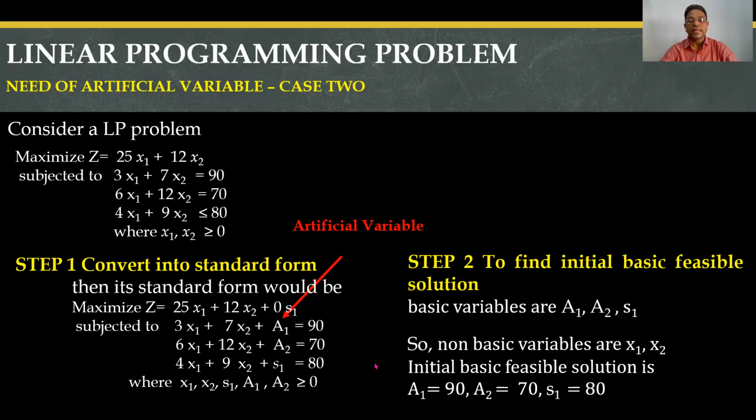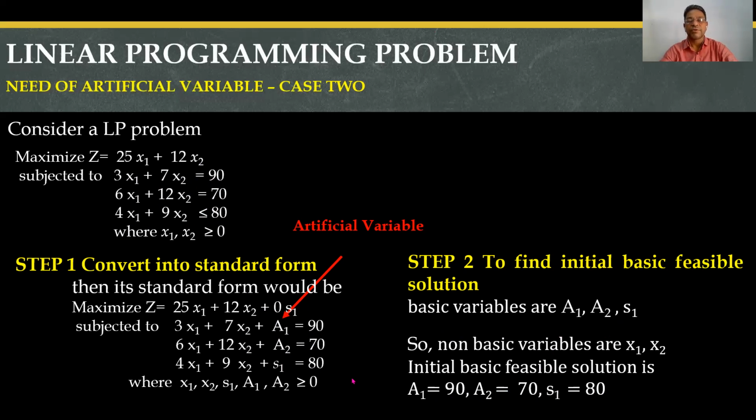So in case the given constraint is a greater than or equal to type constraint, or the given constraint is not an inequality, it is an equality, it is an equation, in that case, we need to add artificial variables.